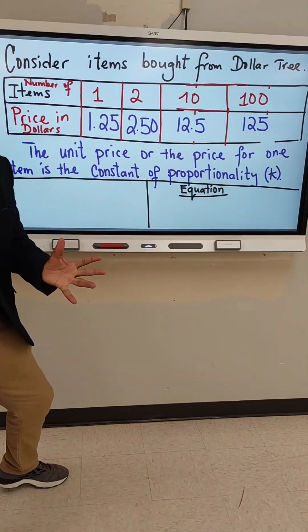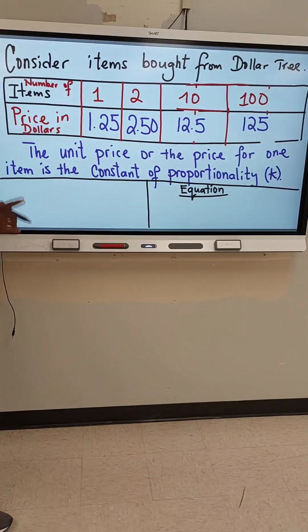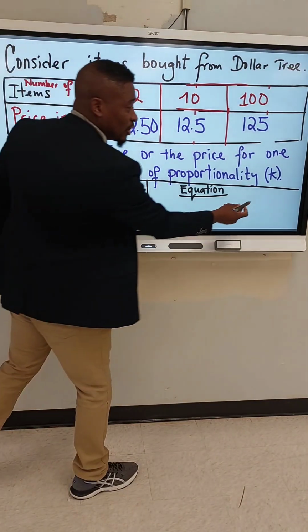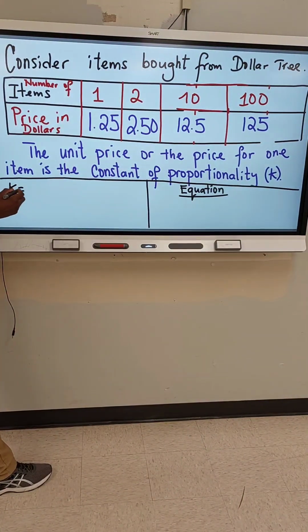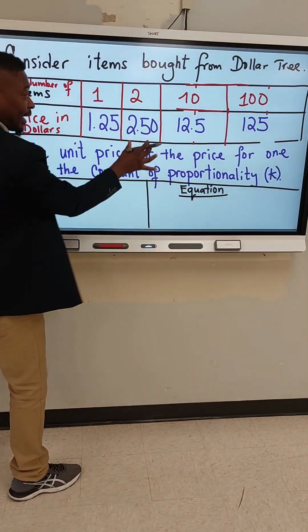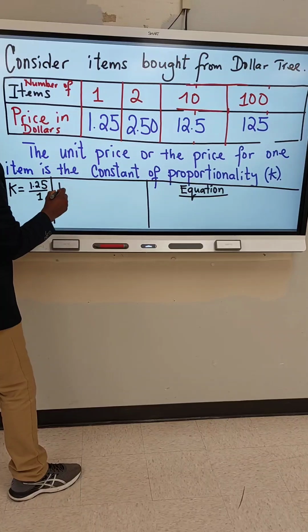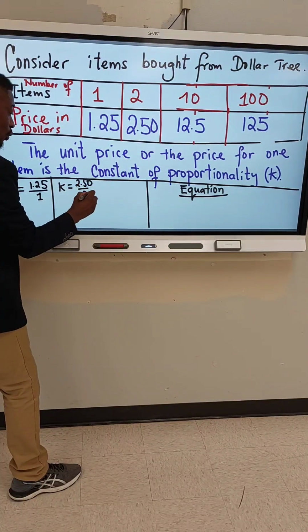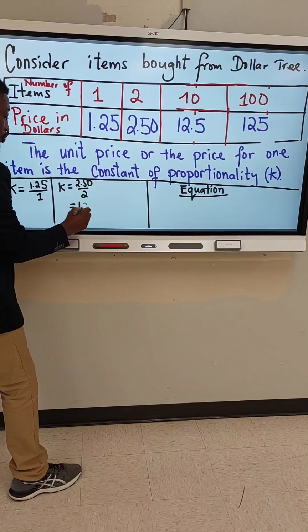Now for any table of a proportional relationship, if we want to determine if that table is proportional, then that constant of proportionality must be the same for all values. The constant of proportionality is always denoted by the letter K. So we say K for this table is $1.25 per one item. So that means if we use any pair, for two items, if we want to calculate K using two items, that should be $2.50 divided by 2. That gives us the same value of $1.25.